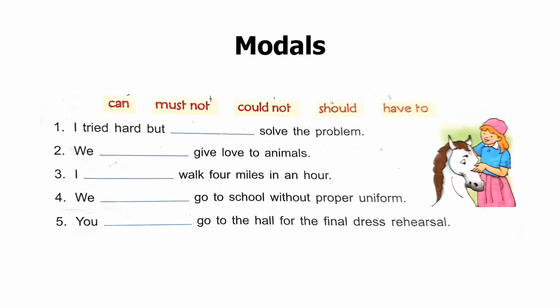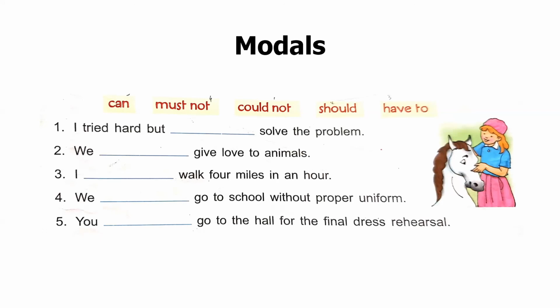I tried hard but dash solve the problem. I could not solve the problem. Tried hard but shows the contradiction. Something unexpected had happened, so I could not solve the problem. We dash give love to animals. We should give love to animals. I dash walk for 4 miles in an hour. I can walk 4 miles.